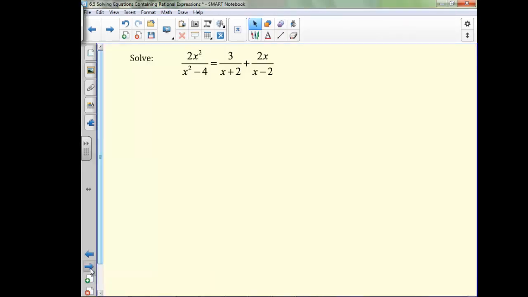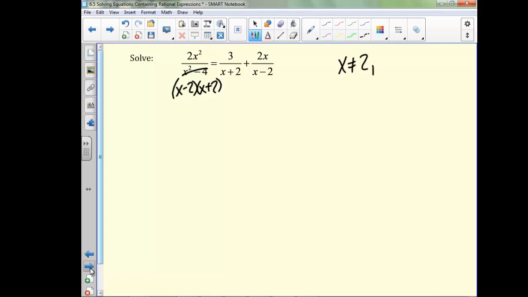Alright, on this one, first off, notice we can factor into x minus 2, x plus 2, and you do always want to start by factoring. And now let's also notice we can't have x be 2 or negative 2. Those are the two options we cannot get for our answer. So when we find a common denominator, it would actually be x minus 2 times x plus 2.